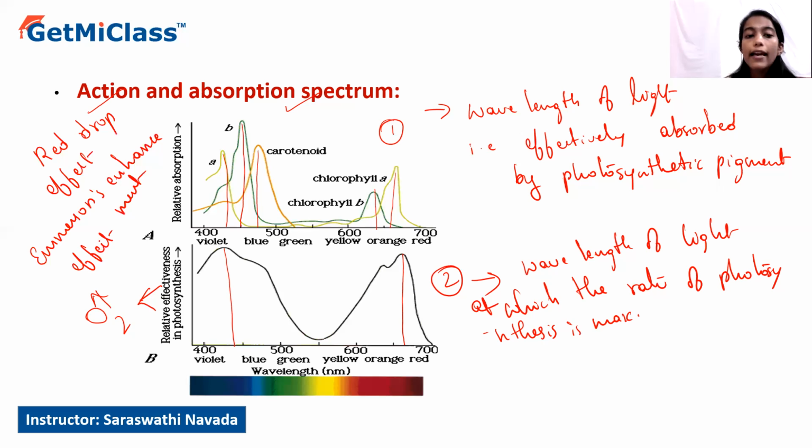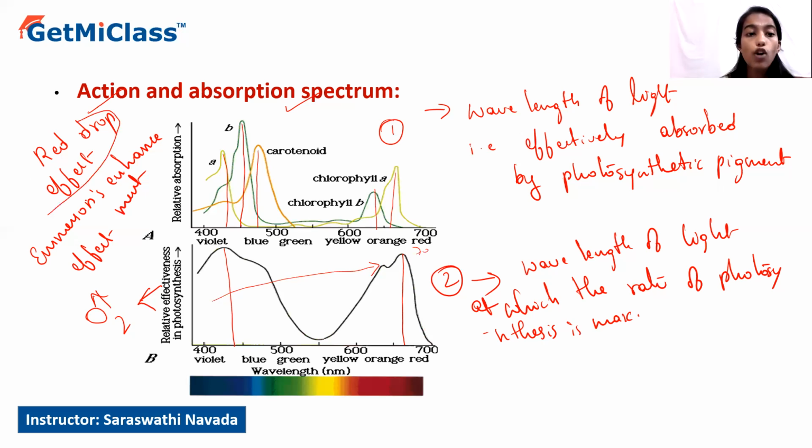Robert Hill conducted experiments using a monochromatic beam of light in order to determine at which particular wavelength of light the rate of photosynthesis is maximum. When he passed a monochromatic beam of light from the violet to the red, he observed that the rate of photosynthesis went on increasing from the blue to the red light region, and once a wavelength of light beyond 670 or 680 nanometer, or beyond 700 nanometer, was exposed, there was a sudden fall in the rate of photosynthesis.